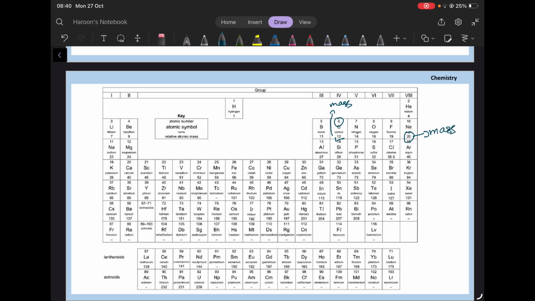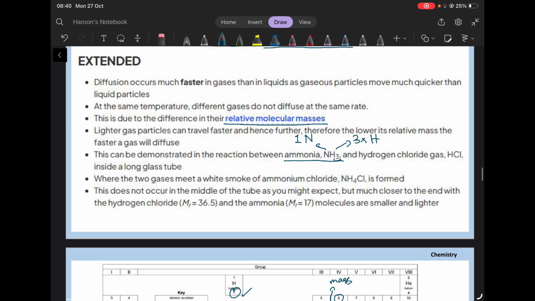So nitrogen has a mass of 14, you can see over here, and we had hydrogen as well. So hydrogen has a mass of 1. So we have one nitrogen which has a mass of 14 and three hydrogens. Each hydrogen has a mass of 1. So this would be 3 times 1 is equal to 3. So the total here would become 14 plus 3 is equal to 17. This is the mass of ammonia.